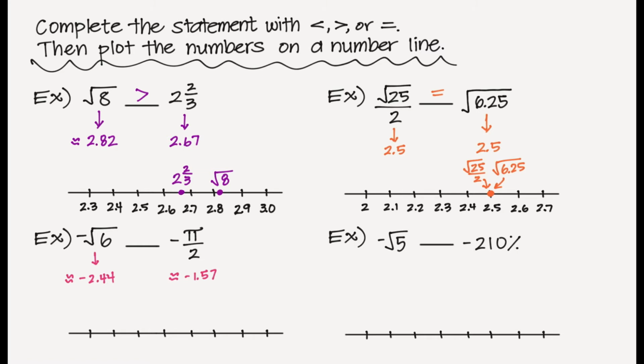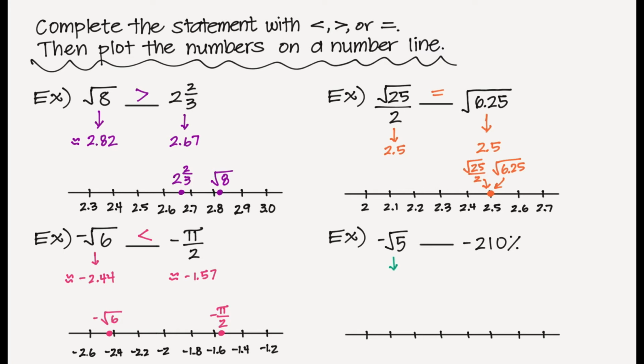So to compare these, the larger the negative number, the smaller it actually is on a number line. So negative 2.44 is less than negative 1.57. This is a common mistake with a lot of students, so just really pay attention to those negatives. So now that I have my number line, I can go ahead and plot negative square root of 6 somewhere between negative 2.6 and negative 2.4. And then negative pi divided by 2 would be in between negative 1.6 and negative 1.4, but closer to negative 1.6.